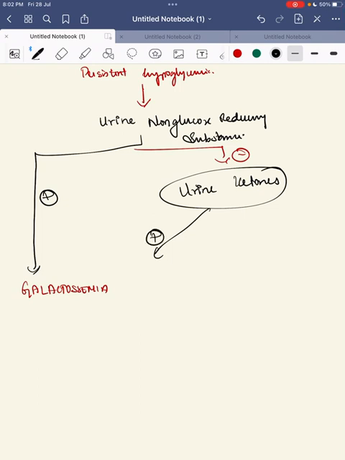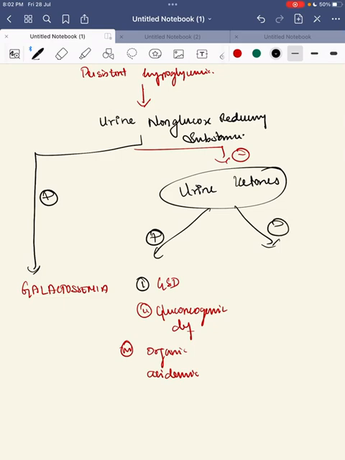When urine ketone is positive, this can be due to glycogen storage disorder or gluconeogenic defect, or it can be organic acidemias. When urine ketones are negative and urinary non-glucose reducing substance is also negative, it is due to fatty acid oxidation defect. Second, it can be due to hyperinsulinemia. Okay, this is about the approach to a child with hypoglycemia.